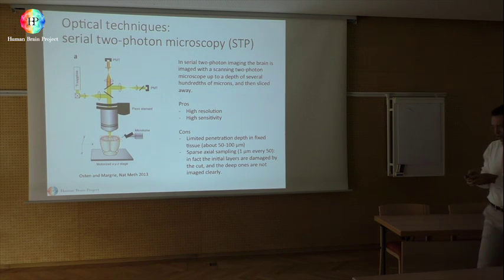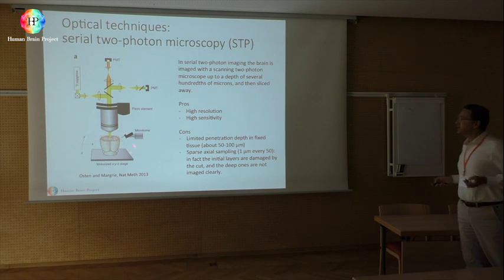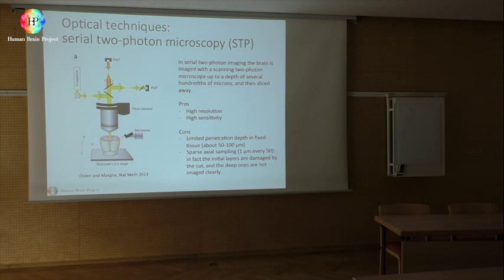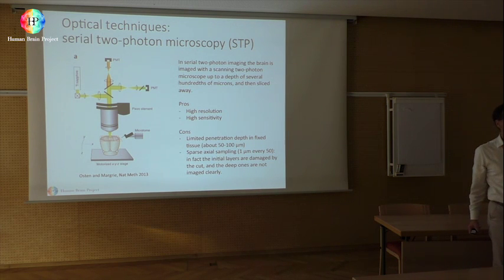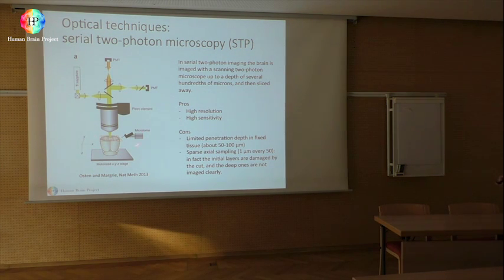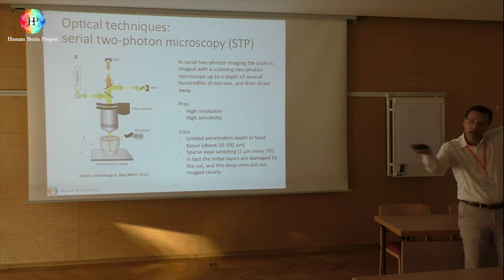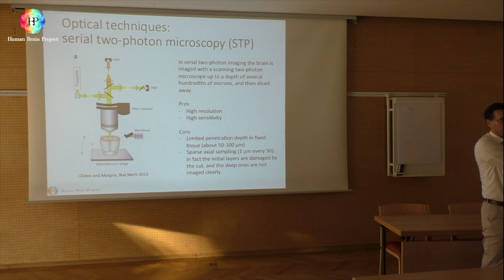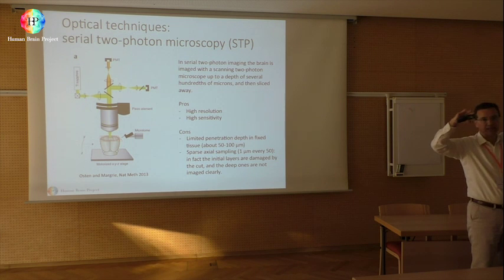Okay. So the advantage here is high resolution, high sensitivity. The disadvantage here is that the fixed tissue is very dense. With respect to the living brain, where you can go to 800, 700 micron depth, in fixed tissue it's very dense, it's very scattering, so you cannot go more than 100 micron. So in the experiments they have done so far, in this 100 micron piece, they make only one image in the middle, at 50 micron, because at the very beginning it was damaged by the cut.